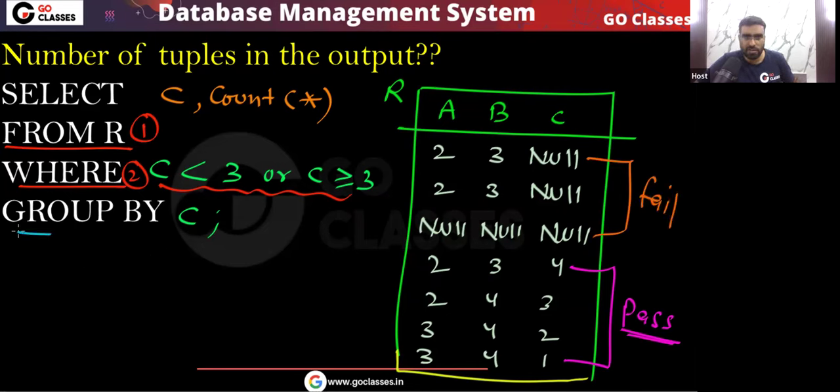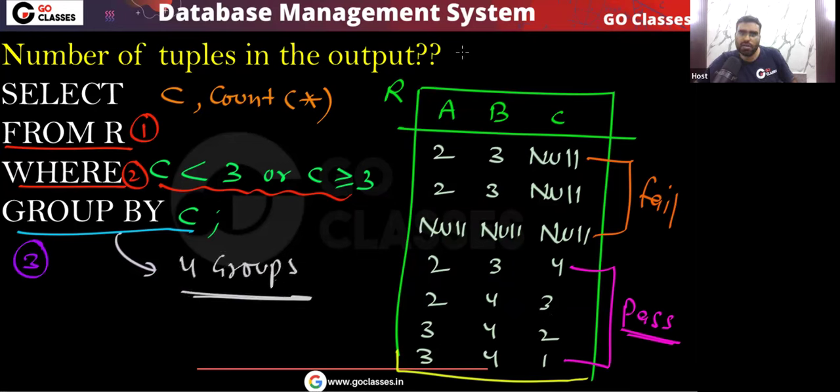Now you tell me, group by C. We are grouping by C. So how many groups will be created? This is the third thing. How many groups are going to be created? So you can see 1 2 3 4, 4 groups will be created. The answer will be what? Answer will be 4.